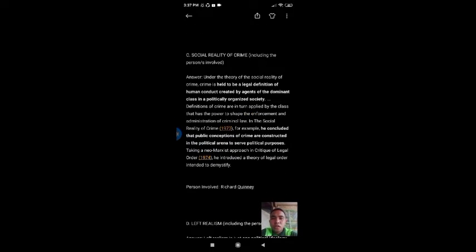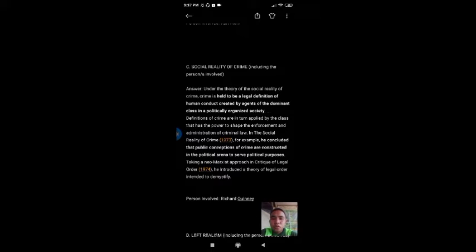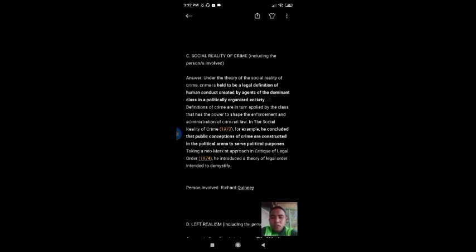So, social reality of crime. Under this theory of the social reality of crime, crime is held to be a legal definition of human conduct created against the dominant class in politically organized society. Crime definitions are in turn applied by the class that has power to shape the enforcement and administration of criminal law. An example in the social reality of crime is that he concluded that the public conception of crime was constructed in the political arena to serve political purposes. The person involved with this one is Richard Quinney.